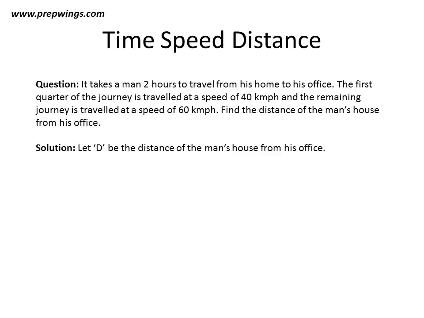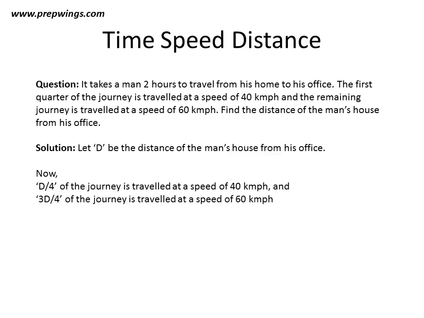So let D be the distance of man's house from his office. Now, the first quarter of the journey is traveled at a speed of 40 km per hour. So first quarter means D by 4 of the journey is traveled at 40 km per hour. And the remaining journey means 3D by 4. So 3D by 4 of the journey is traveled at a speed of 60 km per hour.